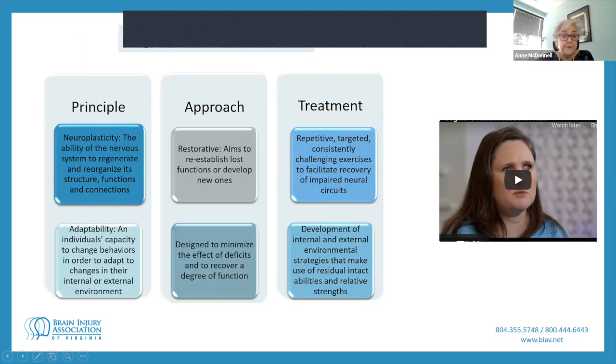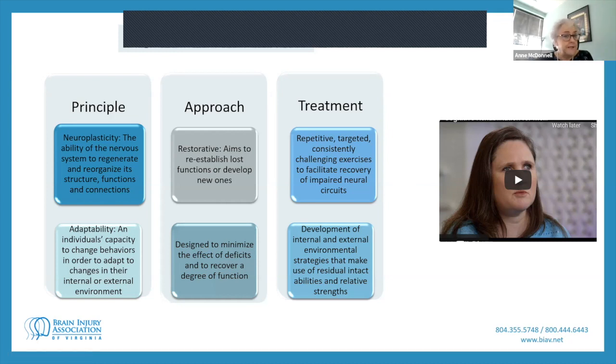There are a couple of different principles and approaches to these models. Neuroplasticity is a principle. We believe that there are abilities within the brain to reorganize and regenerate structure and function. And we believe that individuals have some adaptability to change their behaviors, either in response to the internal or external environment. When we're approaching things from neuroplasticity, that's when we focus on that restorative stuff. Can we initiate treatment that lays down new pathways, for example? And if we repeat and consistently target that behavior, do we facilitate recovery?